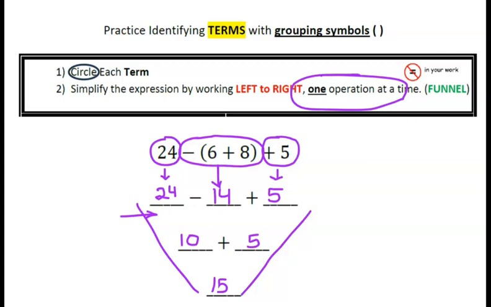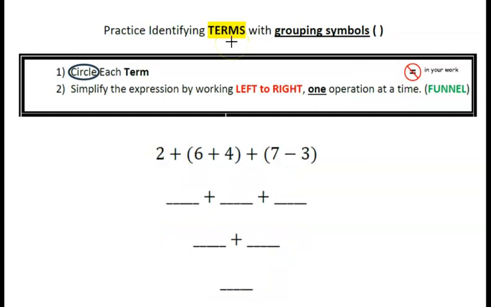Okay, again, the first thing you're going to do on this one is you're going to circle the terms, and then you're going to turn the video back on to make sure you've circled them correctly before you do any of the funneling. So pause the video, circle the terms, turn it back on when you're done.